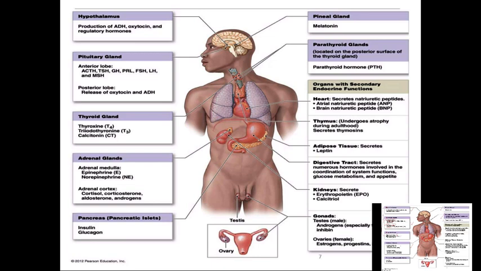The adrenal gland has a cortex, the outer part, and a medulla, the inner part. The adrenal medulla makes adrenaline, which is epinephrine, and it makes noradrenaline, or norepinephrine. And the adrenal cortex makes glucocorticoids, cortisol and cortisone and corticosterone.